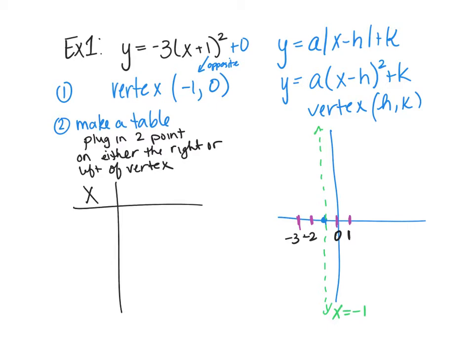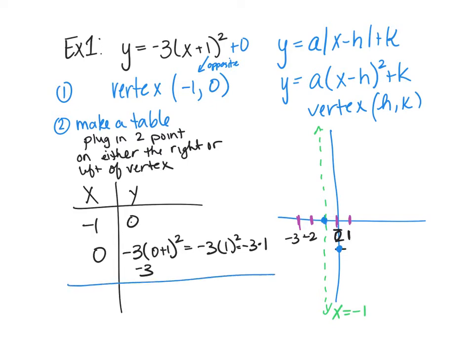So here's our table. We know if I plug in -1, I get 0. When I plug in 0, I get -3 times 0 plus 1 squared plus 0. I don't need to write that. Now, it's really important here that you use the order of operations. And this is -3 times 1 squared, which is -3 times 1, -3. So 0, -3 is my next point.